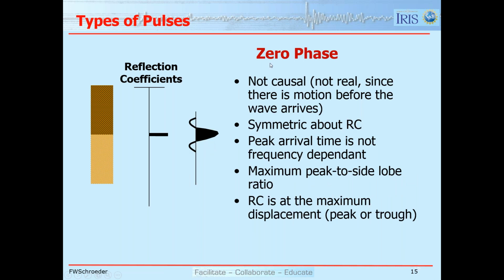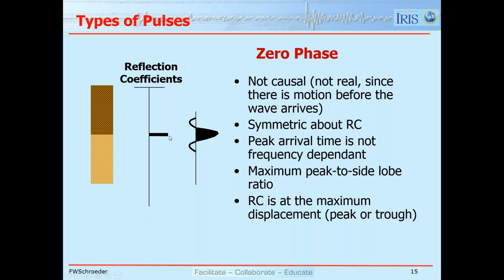Most interpreters prefer to have what we call a zero phase pulse. So again, here's a positive reflection coefficient. And now we see that we have a symmetric pulse. We have a little bit of a trough followed by a major peak followed by a little bit of a trough. We call the first trough a precursor and the second one a postcursor.